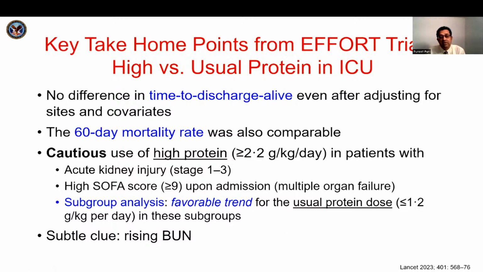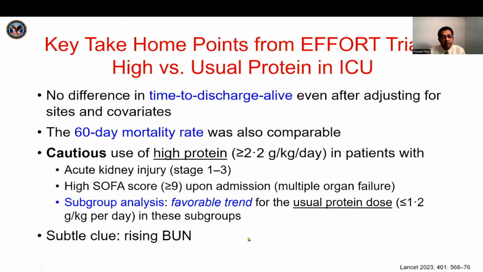So the key take-home points from the EFFORT trial comparing high versus usual protein in ICU were that there is no difference in time to discharge alive even after adjusting for sites and covariates. The 60-day mortality rates were also comparable. They also cautioned against using high protein specifically in patients with acute kidney injury and high SOFA score indicating multiple organ failure. The subgroup analysis showed a favorable trend for usual protein dose, that was 1.2 or less grams per kilogram per day, in these specific subgroup populations of acute kidney injury and multiple organ failure.